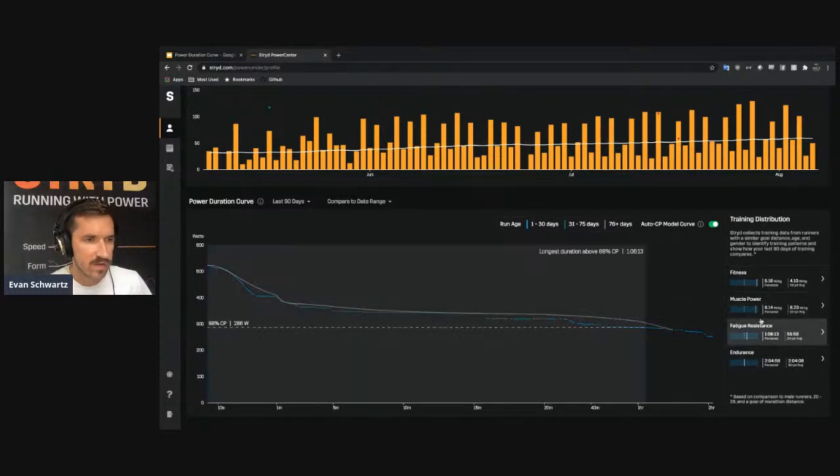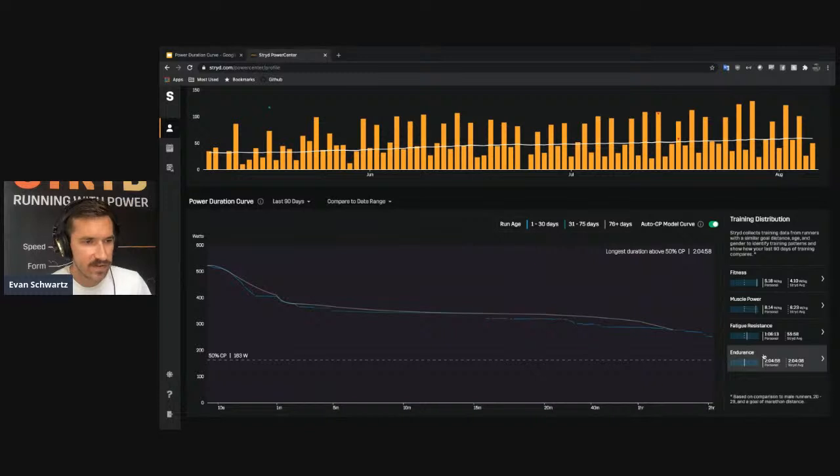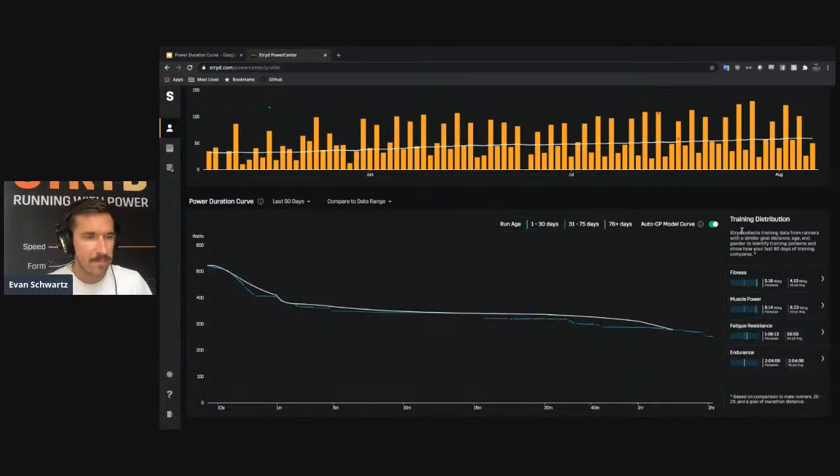So we're going to talk about these others: muscle power, fatigue resistance, as well as endurance. The other thing I really like is this comparative value here. My critical power right now is 5.16 watts per kilogram. It shows me that runners in the 20 to 29 age group with the goal of a marathon distance, their average is 4.1 watts per kilogram. So it helps me compare against the group that I am being compared to.